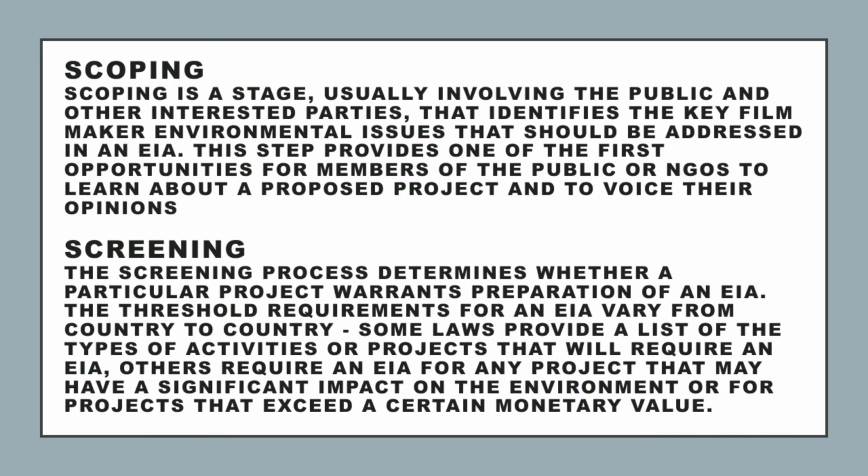Scoping. Scoping is a stage, usually involving the public and other interested parties, that identifies the key environmental issues that should be addressed in an EIA. This step provides one of the first opportunities for members of the public or NGOs to learn about a proposed project and to voice their opinions.